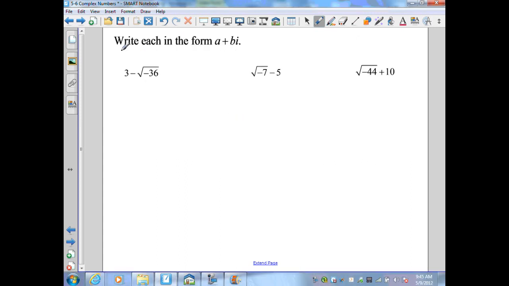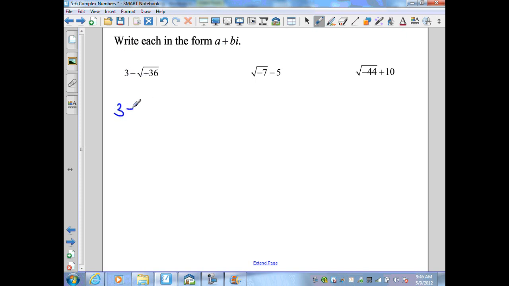In our first example, we want to write each in the form a plus bi, and it has to be in that form, my real part and my imaginary part. If it's not in that form, then I have to rearrange that. Here, this is in that form. I have my real part, 3, minus the square root of negative 36. So it's in the form a plus bi. All I have to do is simplify.